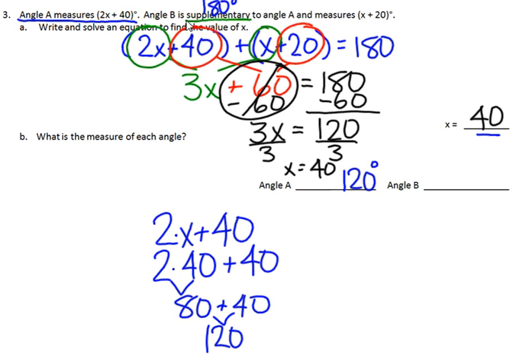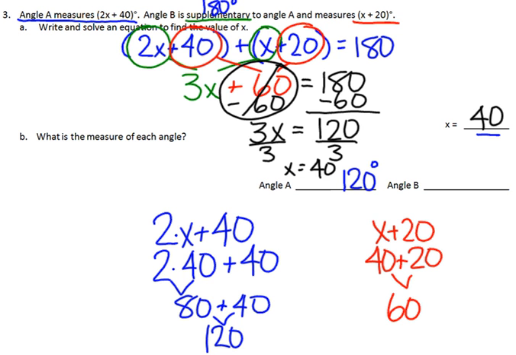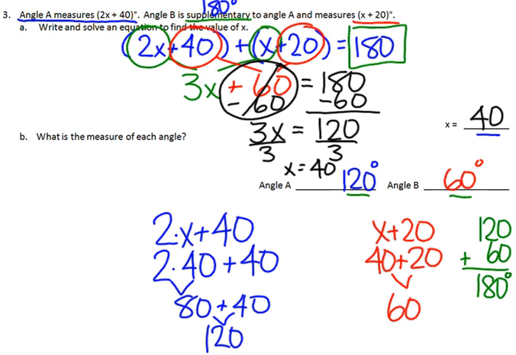Then let's do angle B in red. So I'm going to start with x plus 20. And since x equals 40, I can substitute 40 plus 20 to get a final angle measurement of 60. And just like before, we're going to put degrees. Okay, final check to make sure we've got the correct answer. Both of these angles should add up to 180, so let's just make sure they do. 120 plus 60 does come out to exactly 180 degrees, so I can be sure that I've got the right solutions.